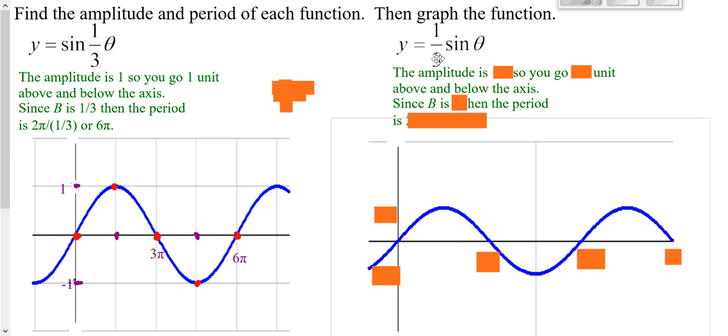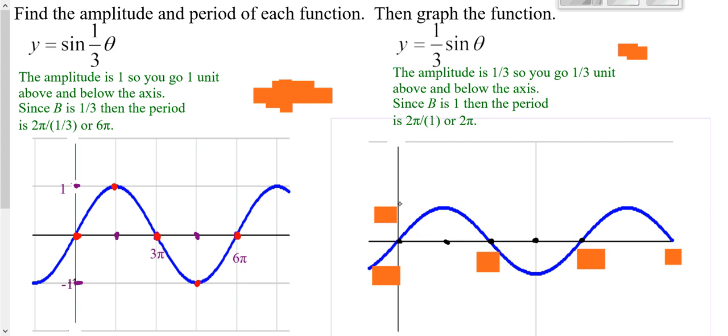So here, what's in front, the absolute value of that, is your amplitude. So you're going to go 1/3 of a unit up and 1/3 of a unit down. What's in front of your angle affects your period. B is 1, so your period is not affected. So once again, I would start off by going ahead and putting 4 evenly spaced tick marks on your x-axis.